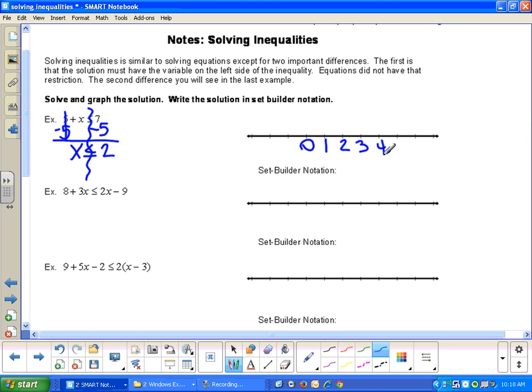Then if it's less than or equal to, do we want an open circle or a closed circle? Closed circle. So we want a closed circle on 2. And then we can compare. If that's what we're looking for, we need to say which one works. 1 or 3? 1. So we want to shade this direction, because we want all of the x's less than or equal to 2.